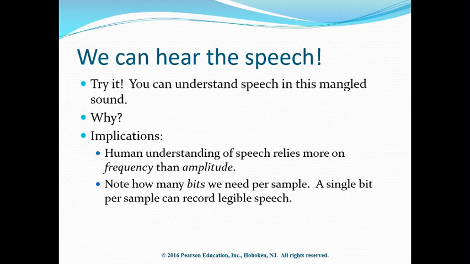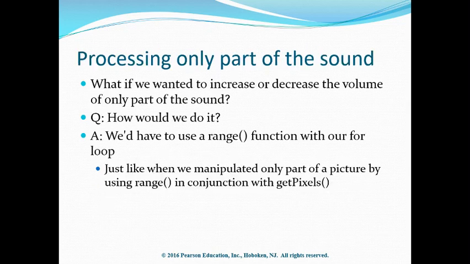Why? Implications: human understanding of speech relies more on frequency than amplitude. Note how many bits we need per sample. A single bit per sample can record legible speech. Processing only part of the sound: what if we wanted to increase or decrease the volume of only part of the sound? How would we do it? We have to use a range function with our for loop, just like we manipulated only part of the picture by using range in conjunction with get pixels.